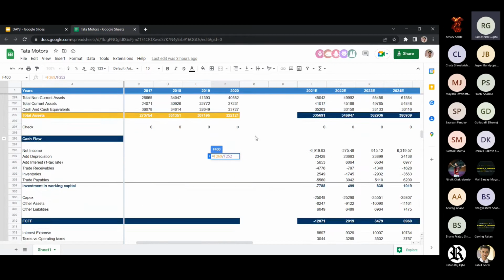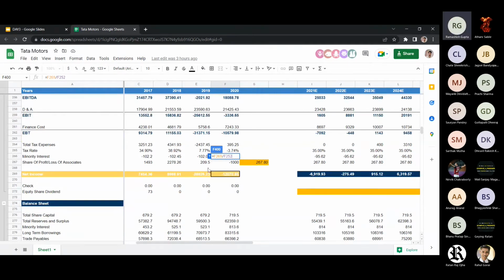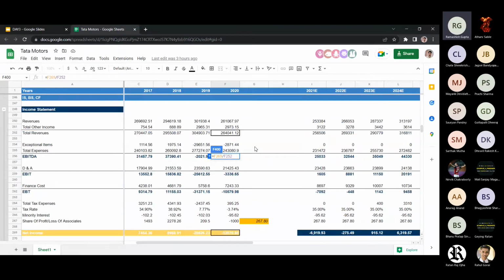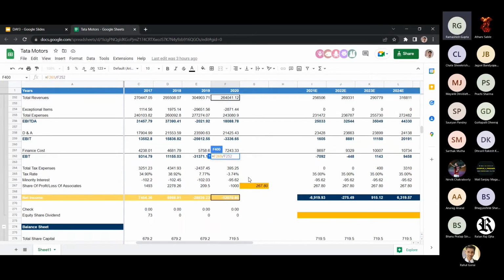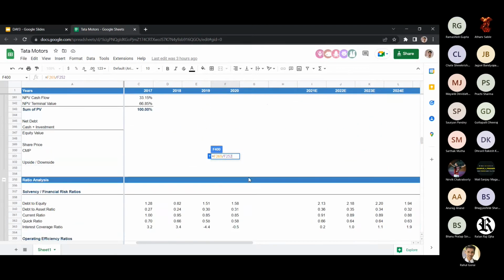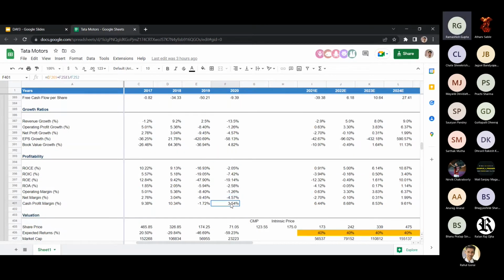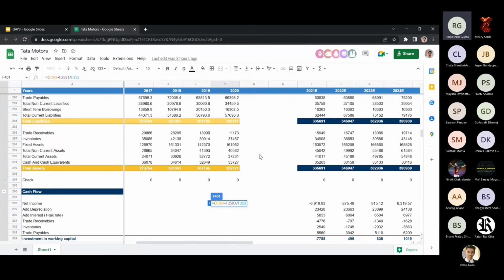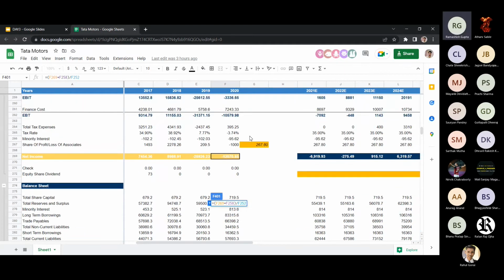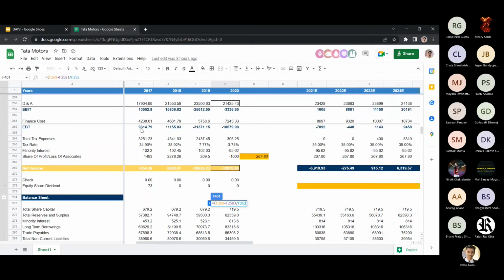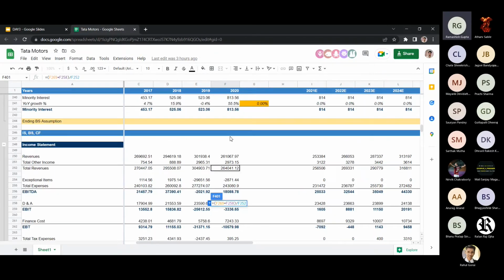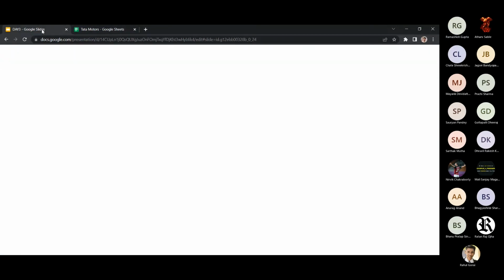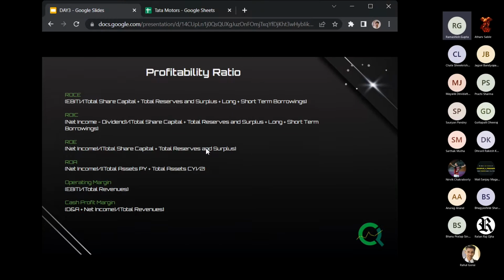Next is net margin. For net margin, we will take the net income and divide it by the total revenue. So that is the net margin. And the next is cash profit margin. For cash profit margin, we'll take the net income and add the depreciation and amortization to it, and then divide it by the total revenue. So that ends cash profit margin.